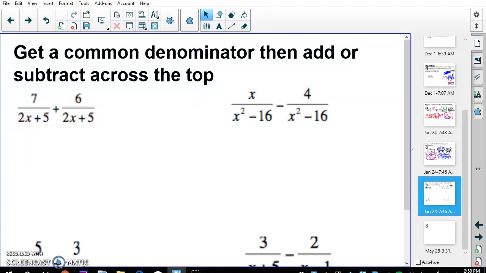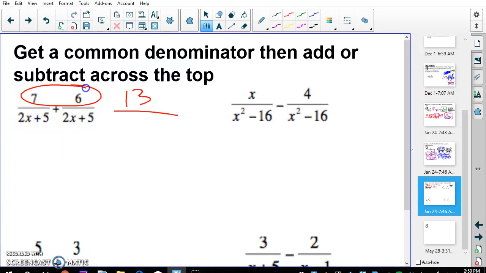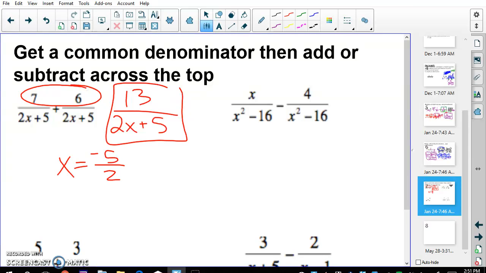So let's look at this first one. It says 7 over 2x plus 5 plus 6 over 2x plus 5. Well, is the denominator the same? Yep. So then I just add across the top. So 7 plus 6 is 13, all over 2x plus 5, and done. Just a quick thought, the bottom x can't be negative 5 halves. So look at that for a second, see if you can find the pattern. Why is it negative 5 halves?